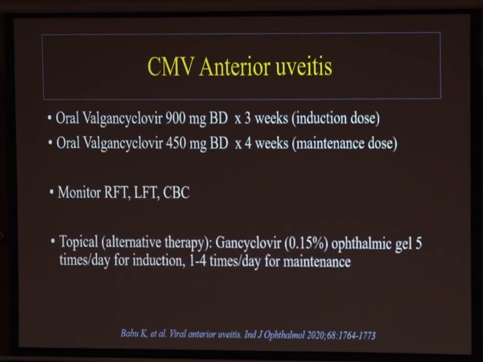CMV anterior uveitis responds very well to the topical therapy of ganciclovir ophthalmic gel, which is 5 times a day for induction, followed by maintenance dose, which may vary from 1 to 4 times a day. Oral ganciclovir is also another option, 900 milligrams BD for 3 weeks, followed by a maintenance dose of 450 milligrams BD for 4 weeks.